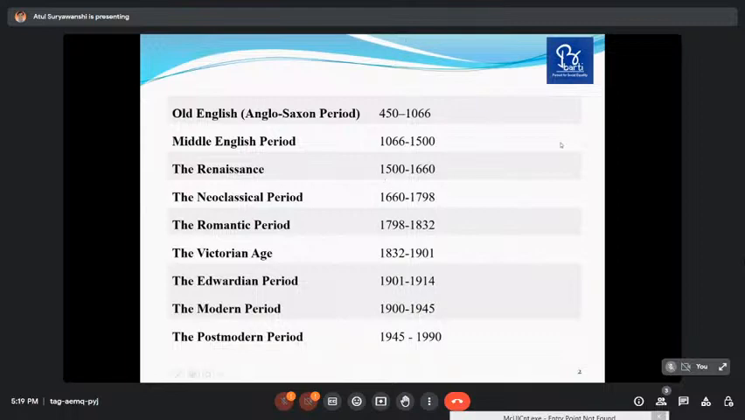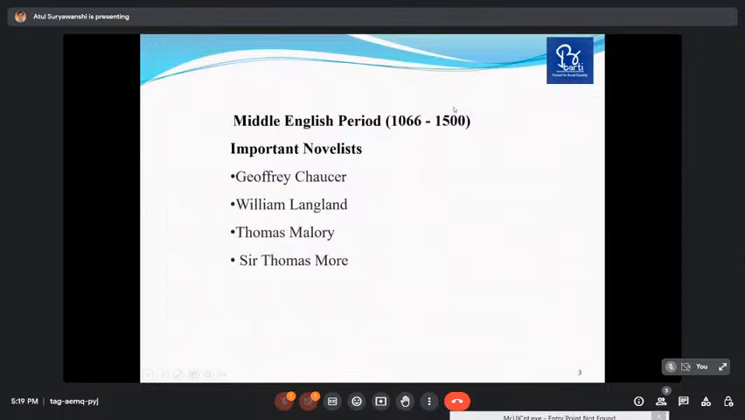So we are going to study the important novels and important novelists during such ages. The first is the Middle English period, which initiated in 1066 and lasted up to 1500. This was the important period when medieval English was in circulation, and very little writing was there.